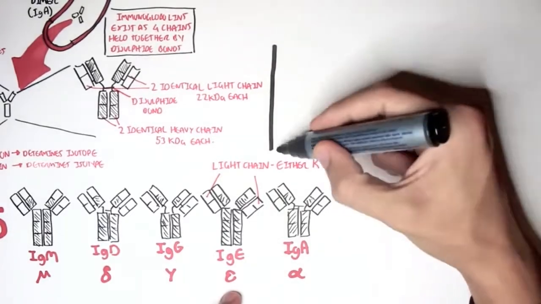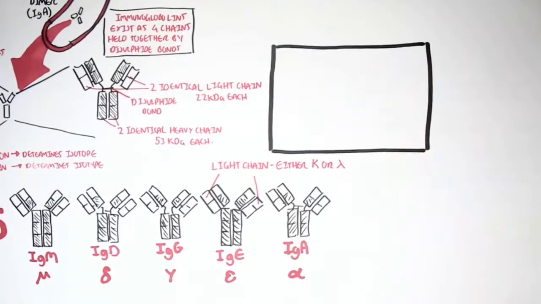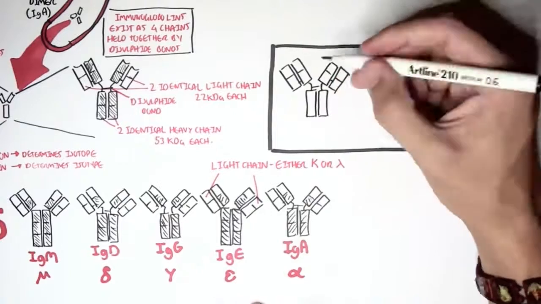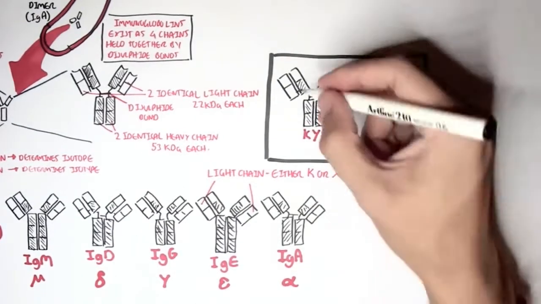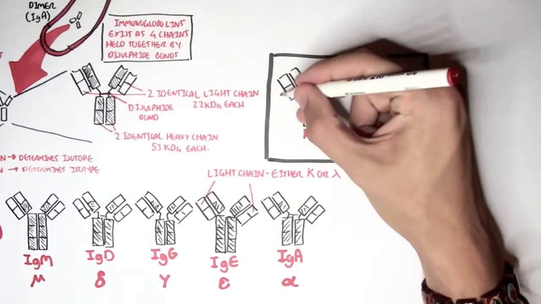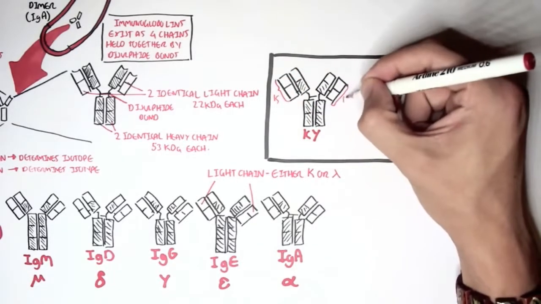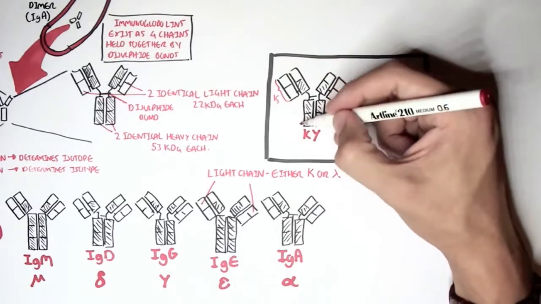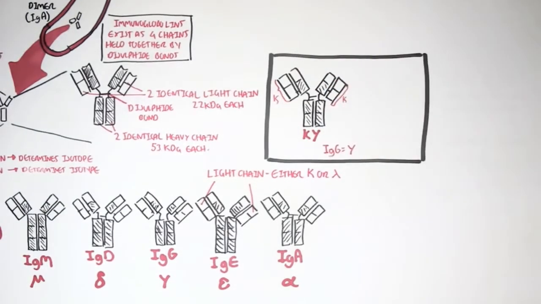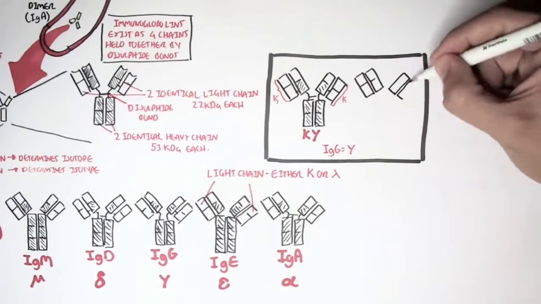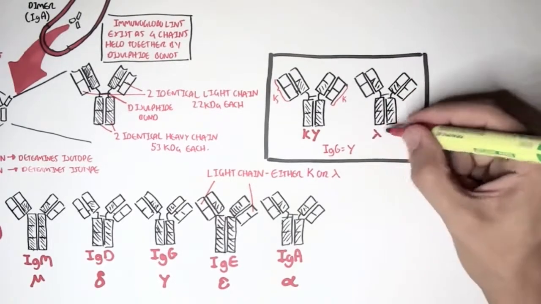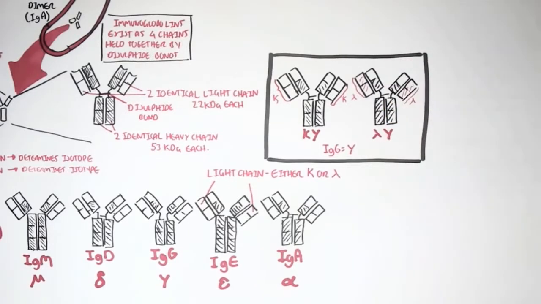So just a quick test. If this antibody were kappa gamma, what is it? Like what class of antibody is it? Well, kappa will imply the light chain is kappa, and the constant region or heavy chain is IgG, because IgG, if you remember, is designated the Greek symbol gamma. Similarly, if this antibody were lambda gamma, it is the lambda that is the light chain, with the constant region, the heavy chain, being IgG.